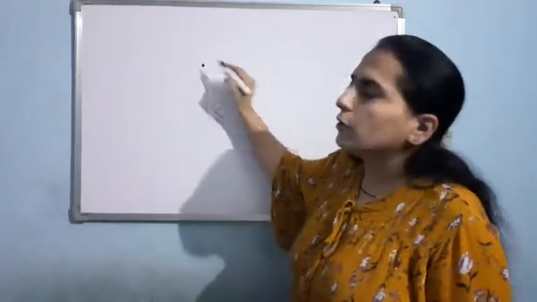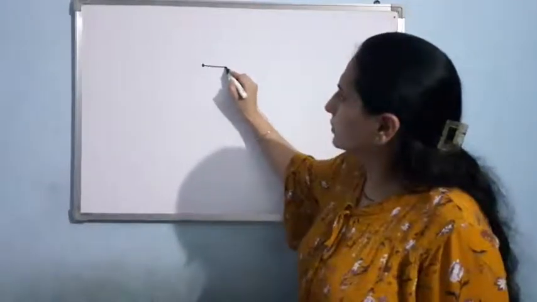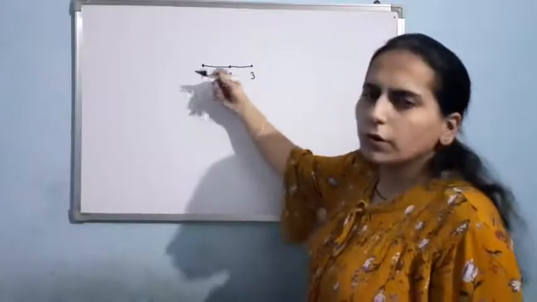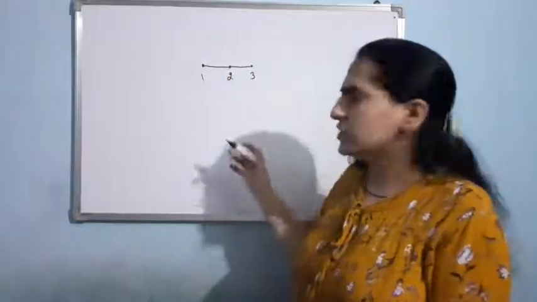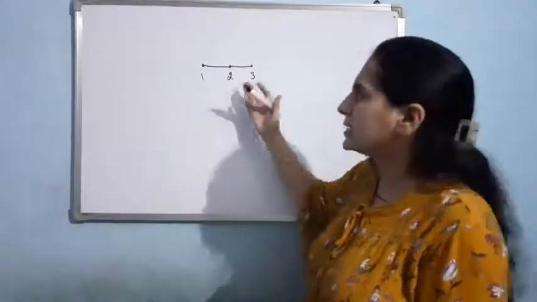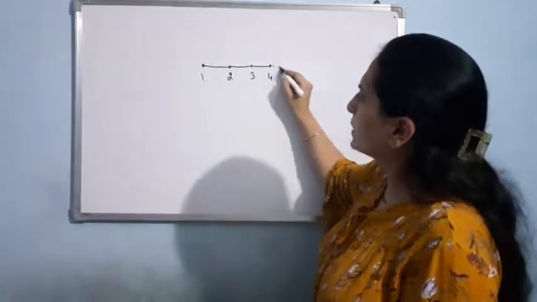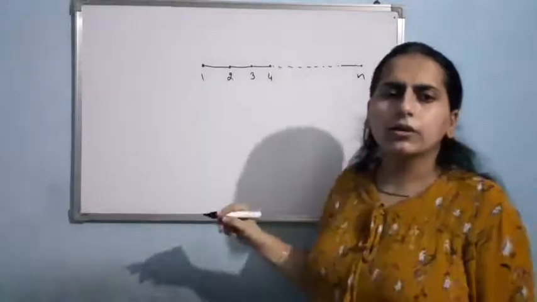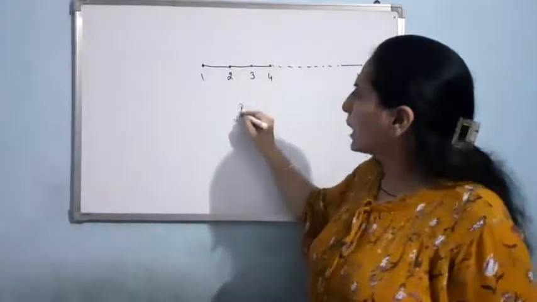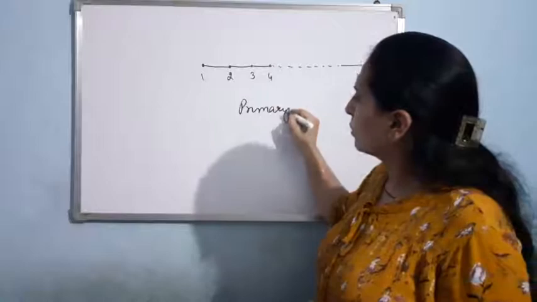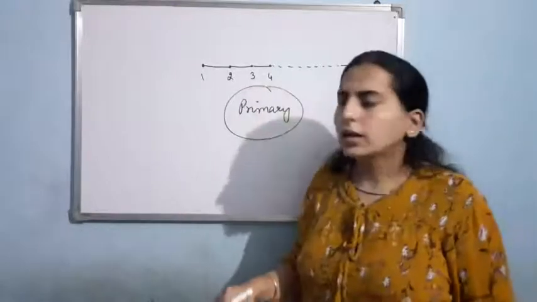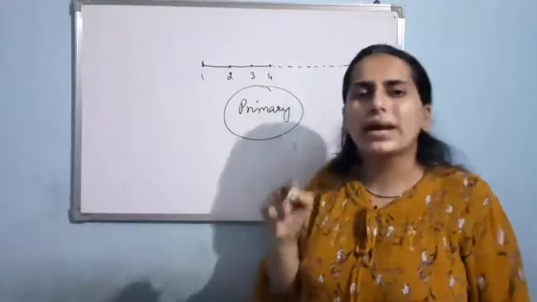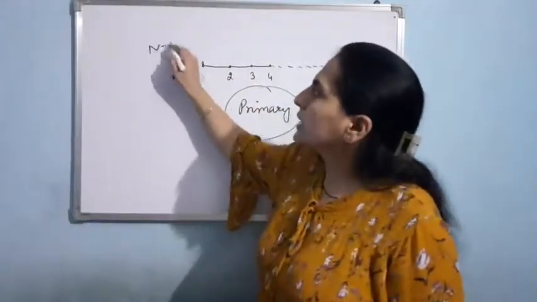Suppose here one amino acid is there, second, third. You can see the amino acids are joined in a linear fashion, where we can tell which is the first amino acid, which is the second, which is the fourth, and so on. Which is the last amino acid. Suppose let me denote it by N. So this is simply the primary structure of protein. Clear?